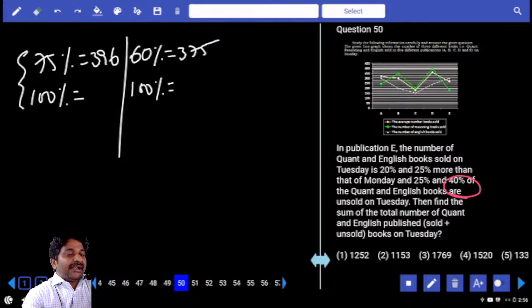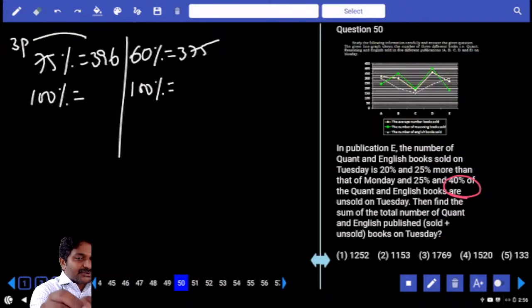Can we write 75 and 100 as 3:4? 3 parts is equal to this much. That means 1 part is equal to 132. 4 parts in the sense 4 times of that number, or otherwise 132 plus 396. Both we can add. Anything is fine. Is that okay?